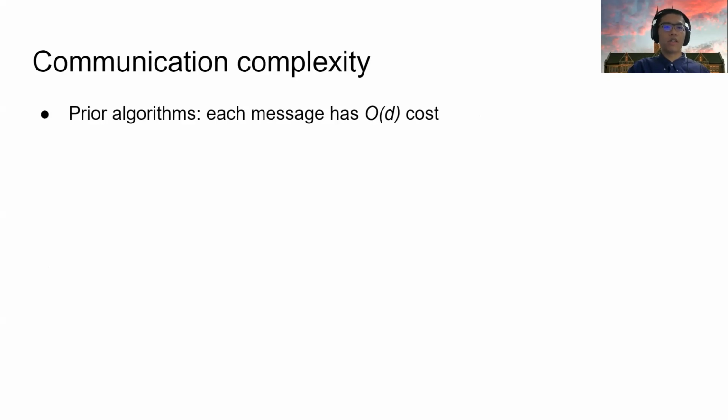The prior algorithm required every worker to send the entire gradient to the server. So if the data is in D dimension, the message is of the order of big O of D. In practice, D can be extremely large. For example, it can be about millions. This can be relatively expensive.